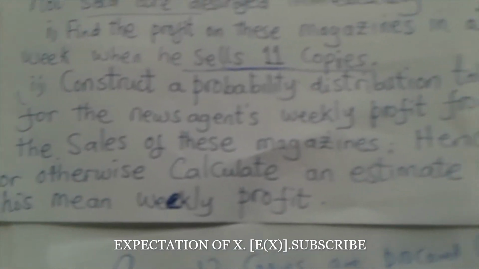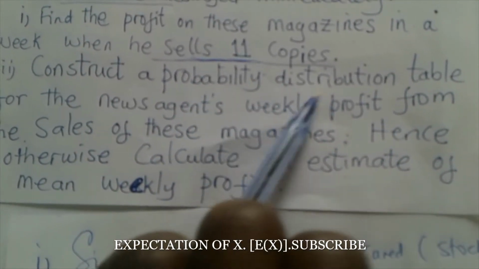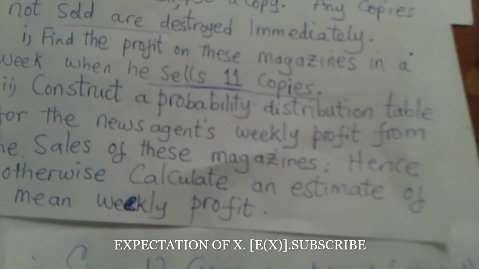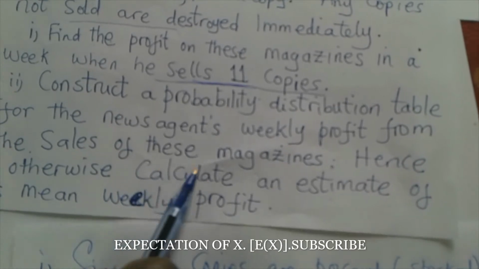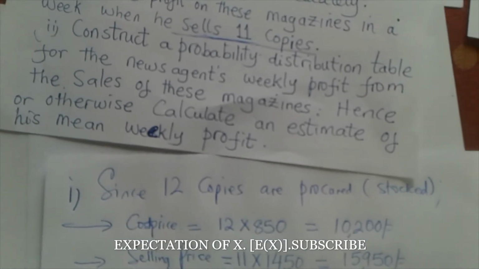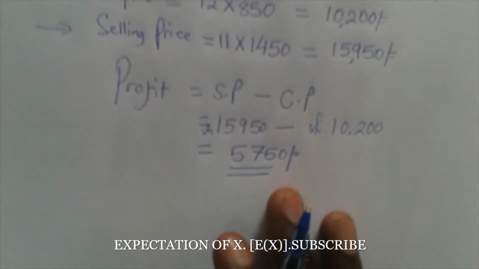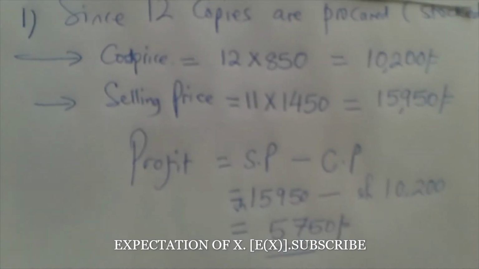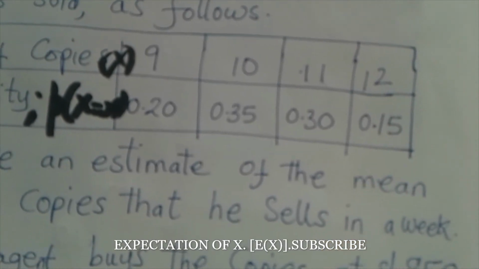Now, Roman 2, we are to construct a probability distribution table for the news agent's weekly profit from the sales. We first looked at how to construct a probability density function for any given random variable. Now, we shall form the distribution table for the weekly profit. When 11 copies are sold, we have got this profit, and in the table we have 9 copies sold.